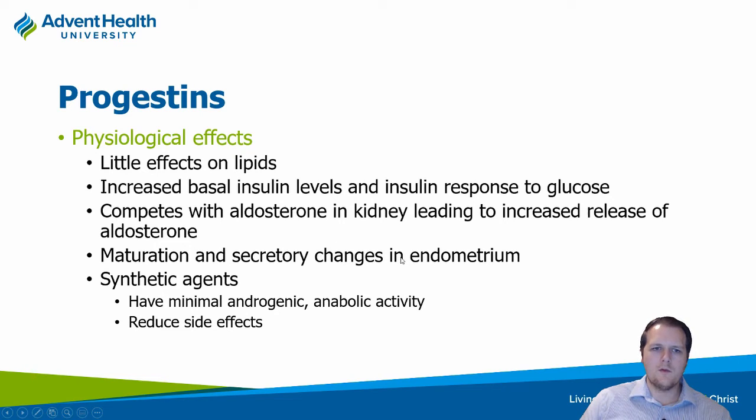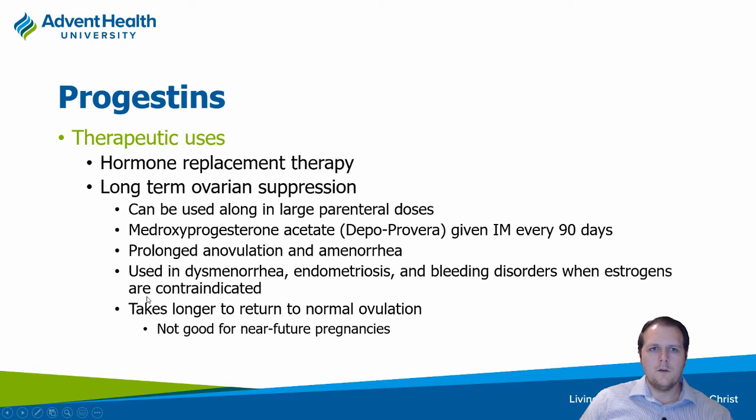This is to help out with those changes in the endometrium, to make sure that it's ready to go for implantation to actually happen. And again, a lot of synthetic agents, depending on if you're looking at one of the earlier ones versus some of the newer generation ones, they're really designed to help minimize some of the androgenic effect and help to reduce side effects. So where do we use these?